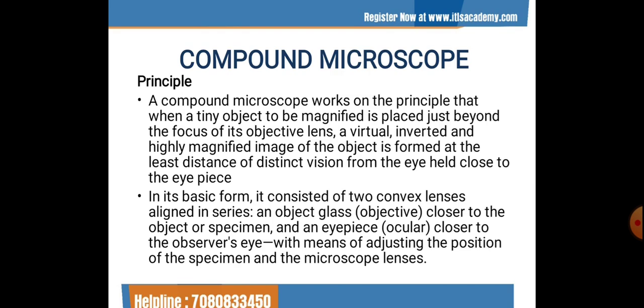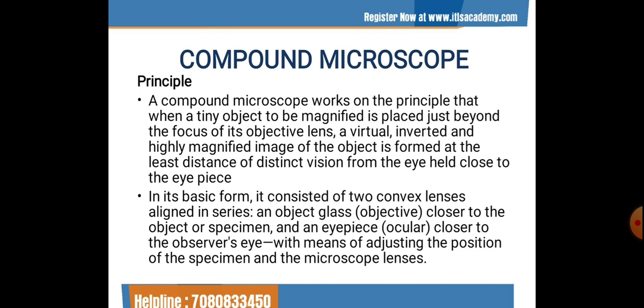Okay, let's see the compound microscope. It is in another category that is based on the lens microscope. The principle: a compound microscope works on the principle that when a tiny object to be magnified is placed just beyond the focus of its objective lens, a virtual, inverted, and highly magnified image of the object is formed at the least distance of distinct vision from the eye, held close to the eyepiece.